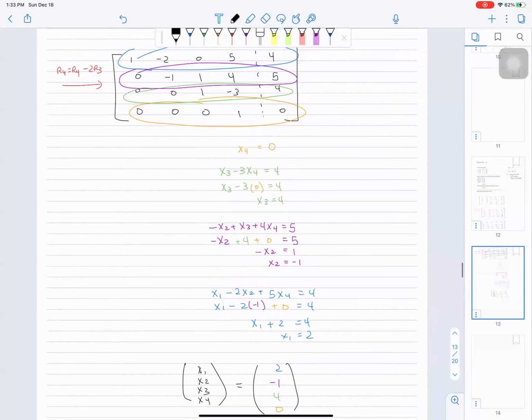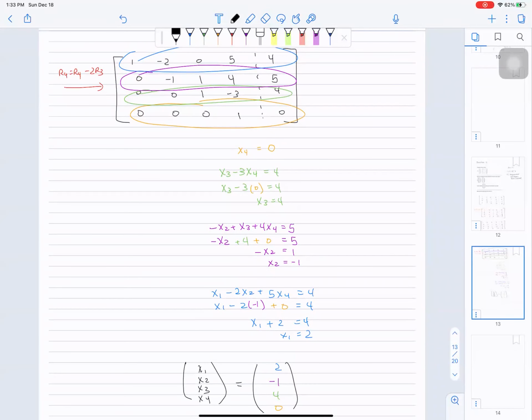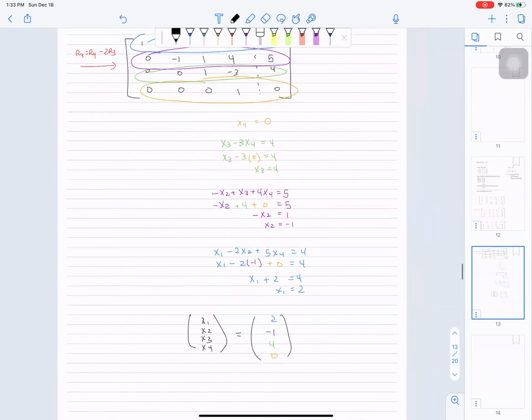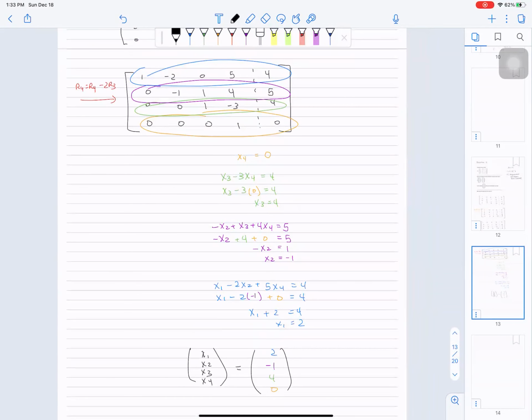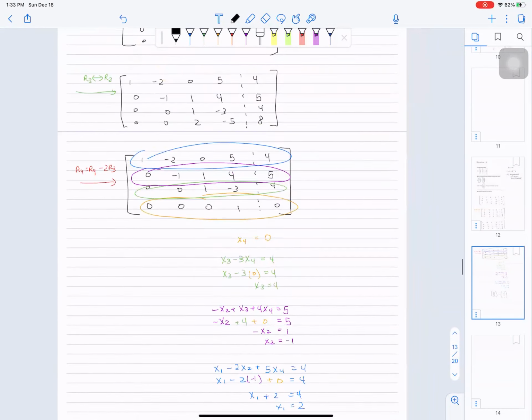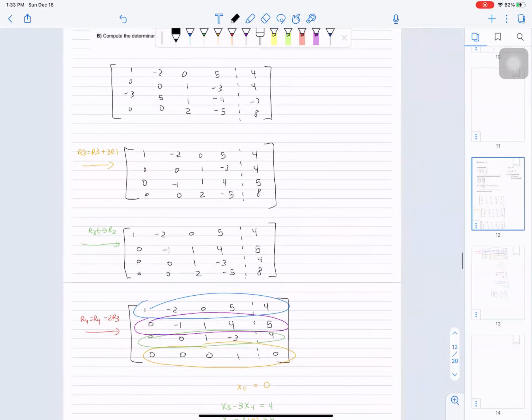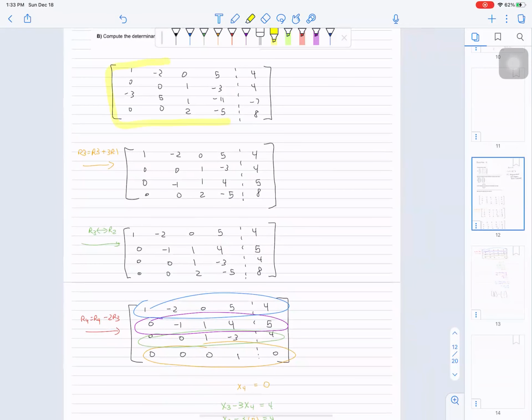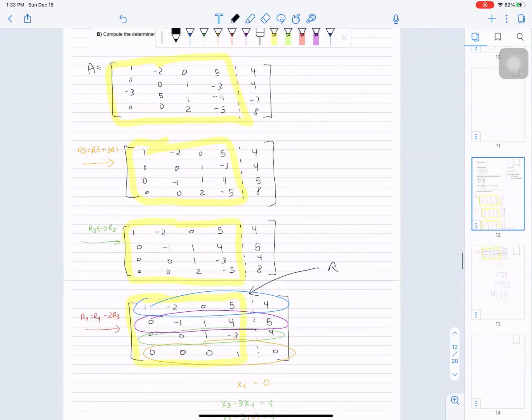Okay, so any questions on part A? Okay, part B says compute the determinant of the matrix A. So let's just focus on my squares that are happening, because I've essentially already done the row reduction that I need. Okay, so this is my matrix A. This is my reduced matrix R. What is the determinant of R, my reduced matrix?